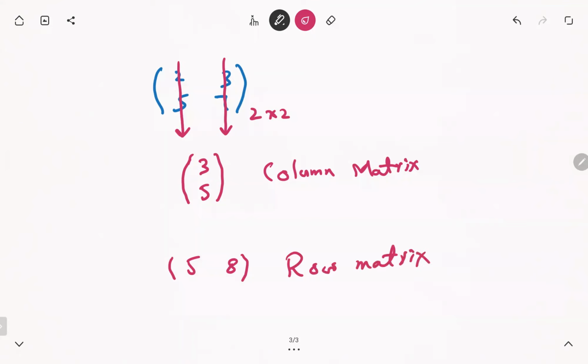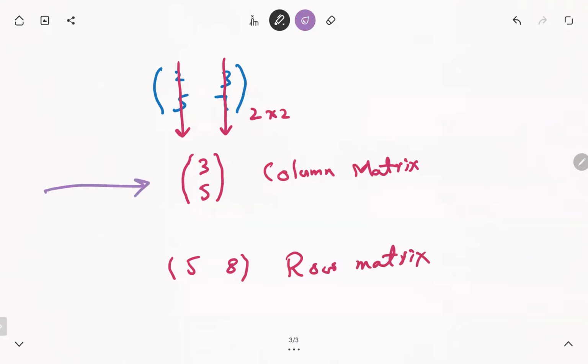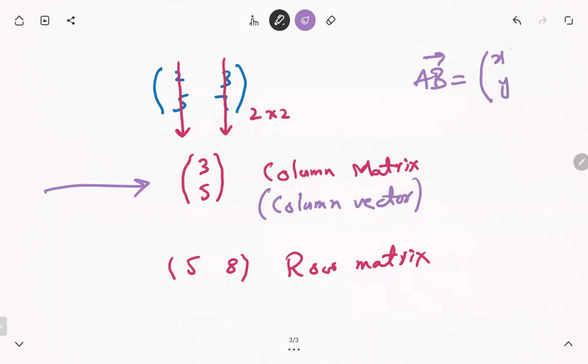हम यहाँ पे वेक्टर में क्या यूज किया करेंगे, कौन सा? दिस वन. कॉलम मैट्रिक्स बहुत ज्यादा यूज होगा यहाँ पे, और यहाँ पे हम इस वेक्टर में इसको कहा करेंगे कॉलम वेक्टर. So we will be using column vector to describe the direction of any vector. ये column vector का यूज क्या है? हम किसी भी वेक्टर AB को we can represent in the form of a column vector, and that column vector can be x y.